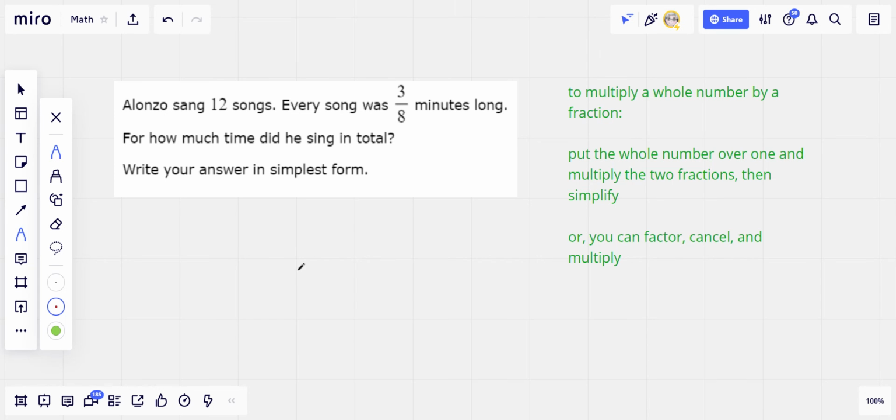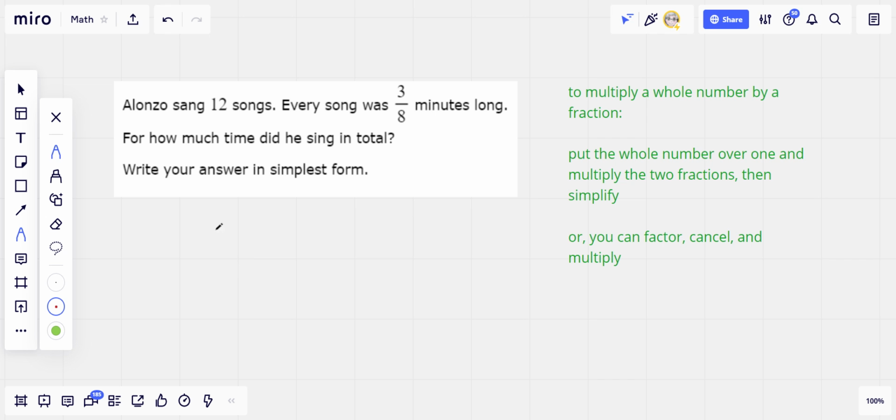Here we have some word problems that are going to involve multiplying whole numbers and fractions. To do that, we're going to put the whole number over 1 and then go ahead and multiply like we normally would with two fractions, and then we'll just have to simplify at the end. There's another method we could use too. We'll look at that just for practice. But the crucial thing for us is just to understand what the word problem is saying.